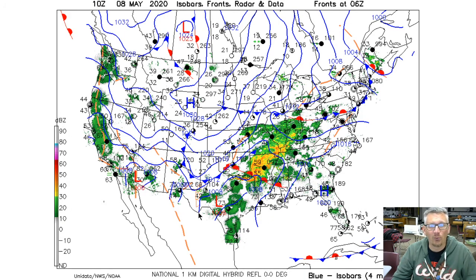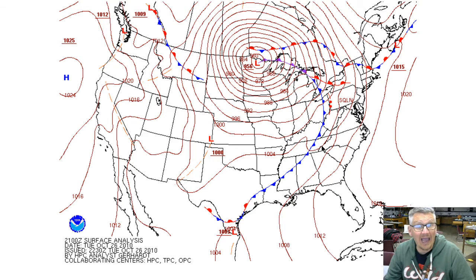And then once we start putting things all together, here is our isobars. So it has our isobars, it has our fronts, it has our radar, it has little data so that we can see that up here in Canada, it's snowing with 100% cloud cover. It's 19 degrees with a dew point of 12, and we have 5 knots of wind. And when we talk about lows, this is the record low in the United States. It happened in Minnesota in 2010.